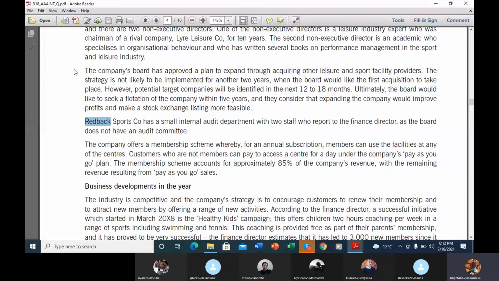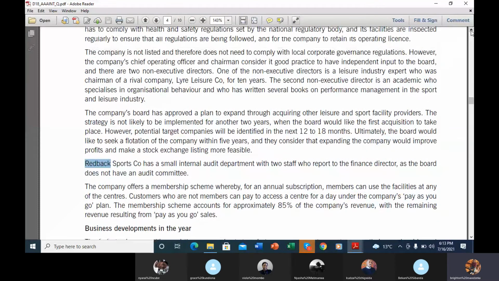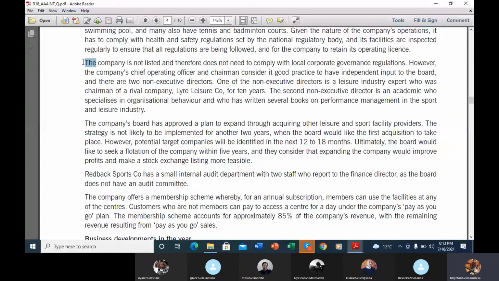I'm sure that you have written this. The client has a small internal audit department with the two staff who report to the finance director, comma, as the board does not have an audit committee, full stop. That's good identification. Then when assessing this case, of course, somewhere it was clearly written that there's no need to comply with corporate governance issues. Yes, of course, there's no need here. The company is not listed and therefore does not need to comply with local corporate governance regulations. It's fine.